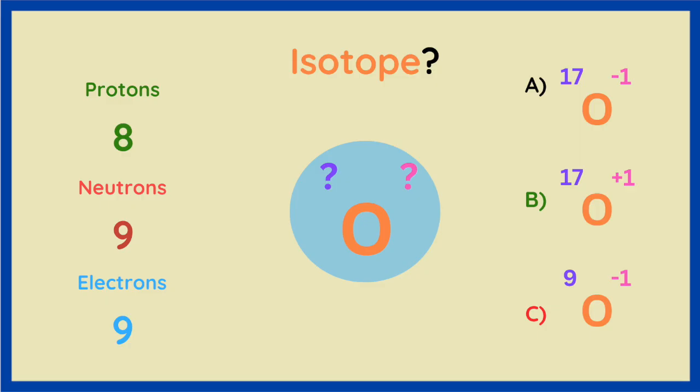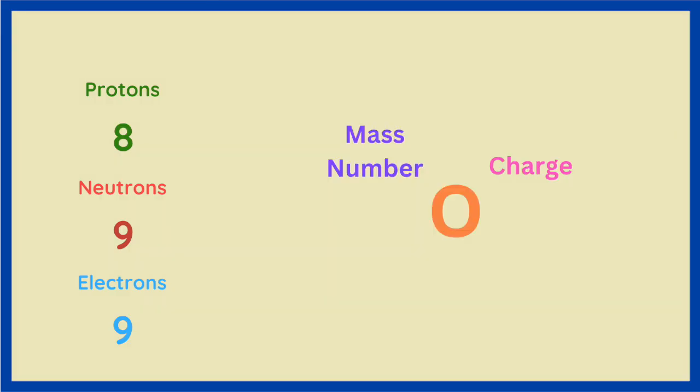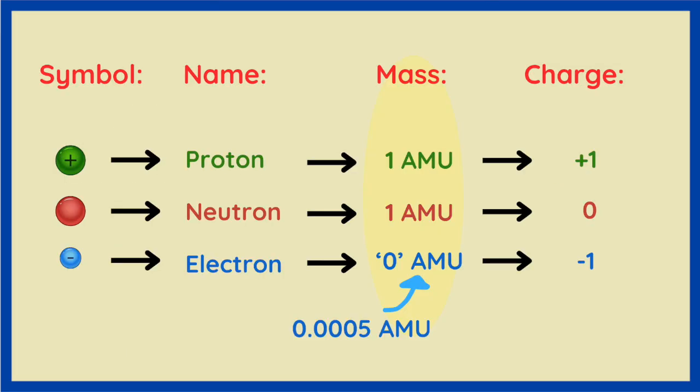We have the chemical symbol as the base and some sort of number on both the top left and top right. It turns out that the top left is mass number and the top right is charge. Why don't we start with mass number? Among the subatomic particles, both protons and neutrons each have 1 atomic mass unit, and an electron's mass is treated as 0 because it's so small.